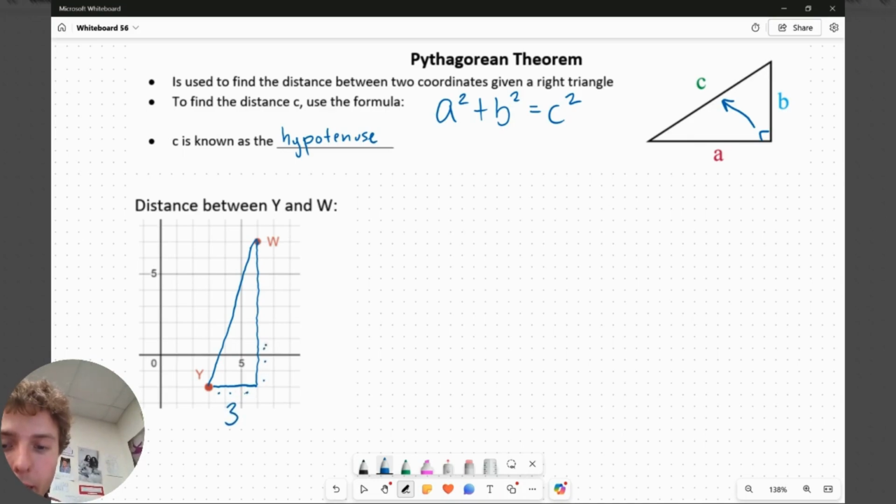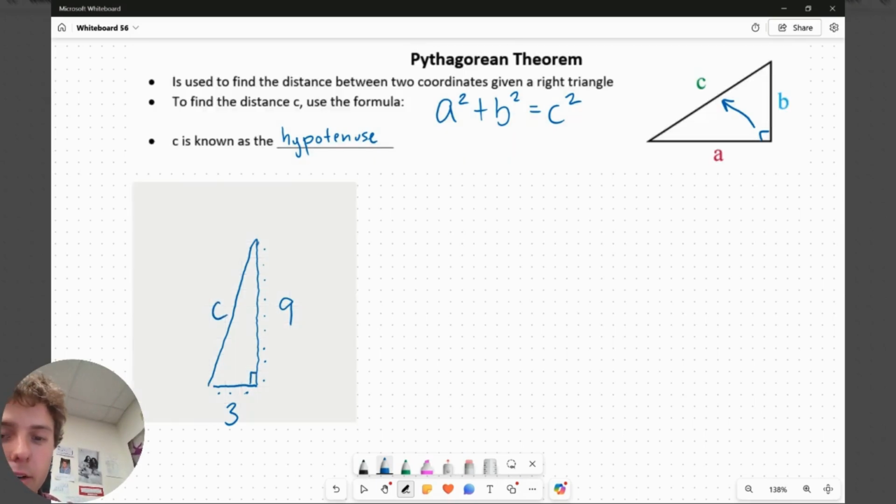We can count up and down. I believe that was 9 boxes. Let me double check. 1, 2, 3, 4, 5, 6, 7, 9. That does look like 9 boxes. So from there, now that we have both of these, these are both the sides, the legs of our triangle. We need to solve for C.